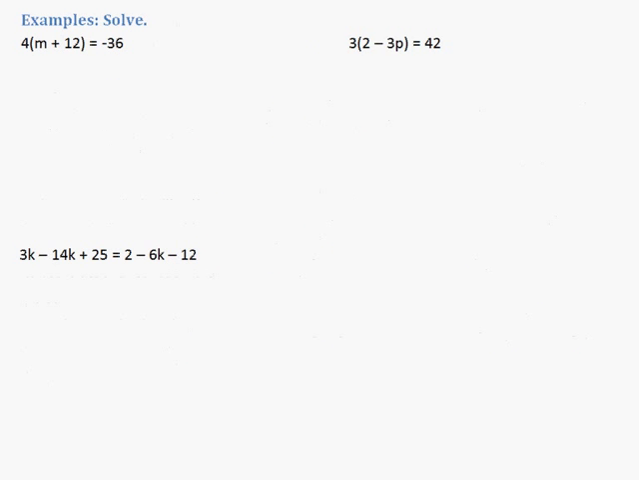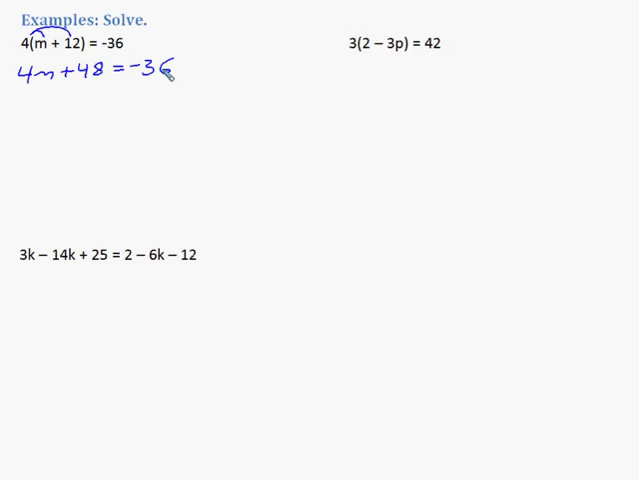So here's several examples that you should be able to do. The first thing we're going to do when we solve these equations is simplify each side of the equation if necessary. There are different ways to go about this, but that's going to be probably the most straightforward way. So over here, first we're going to distribute this 4, and so we have 4m plus 48 is equal to negative 36.